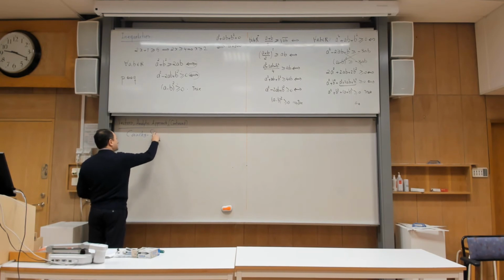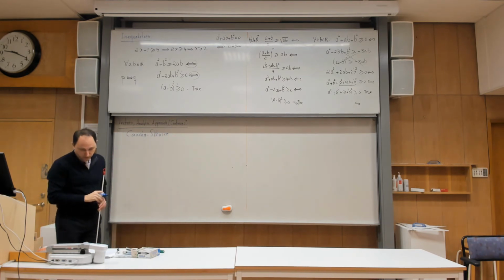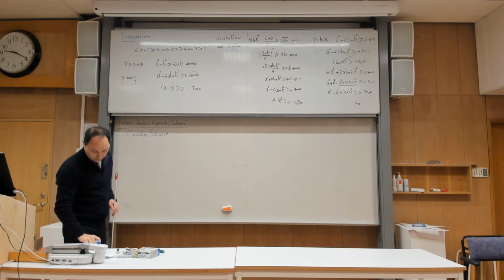I always have a problem writing Schwarz, I think. There is no T. I think I have it somewhere here. Let me make sure that I haven't done it wrong.